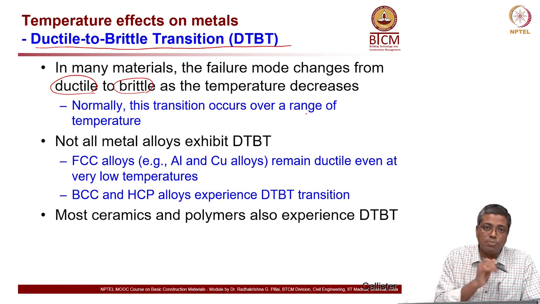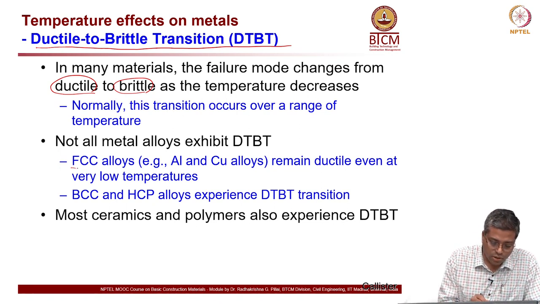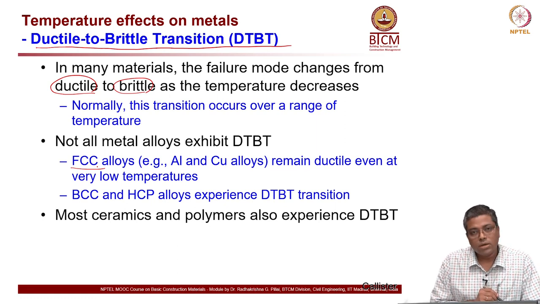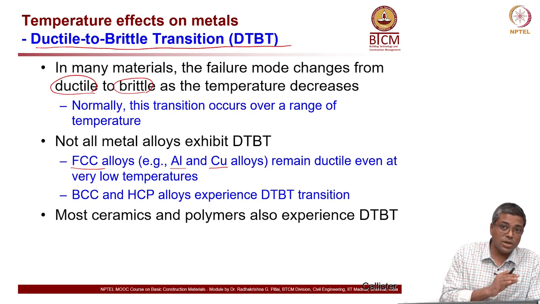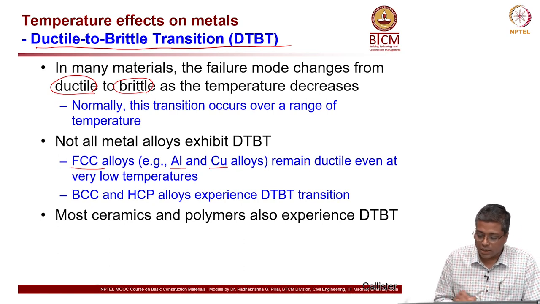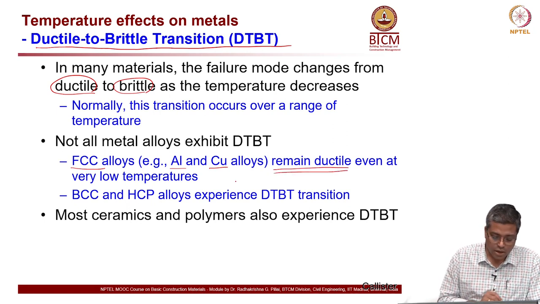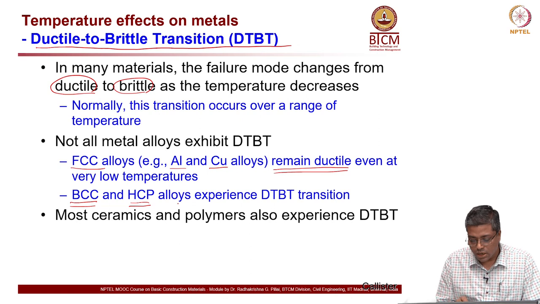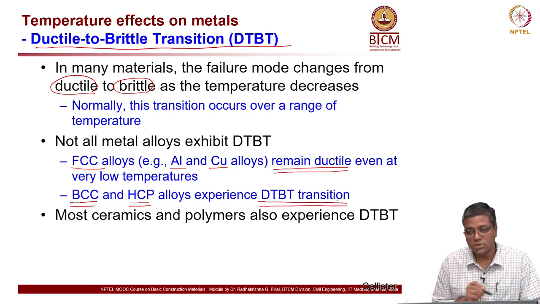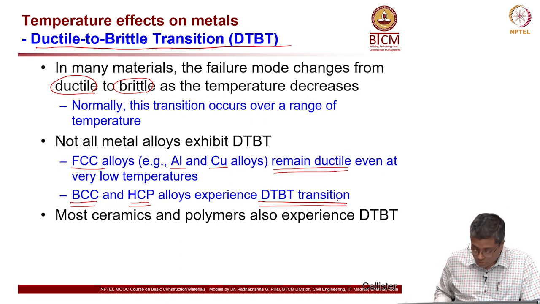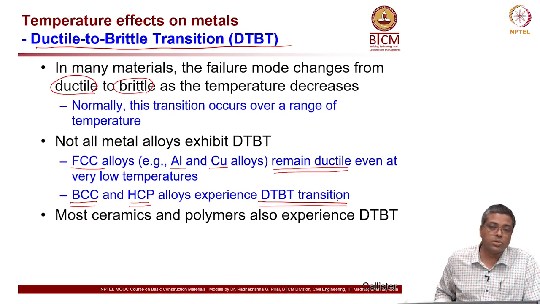Now, in what type of metals does this happen? It happens when you are talking about face-centered cubic lattice structure, typically aluminum, copper, alloys. In FCC alloys, it does not happen. That means they remain ductile even at very low temperature. But when you talk about body-centered cubic or hexagonal crystal structures, you have the DTBT transition, which is very common. Now, most ceramics and polymers also experience DTBT.